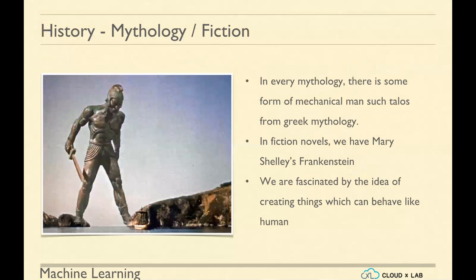So AI is not new. In every mythology, there is some form of mechanical man. In every big mythology, you'll find all kinds of imaginations of a mechanical man, such as Talos from Greek mythology, and in fiction novels such as Frankenstein from Mary Shelley. We have always been fascinated by the idea of creating things which behave like humans, look like humans, and act like humans.